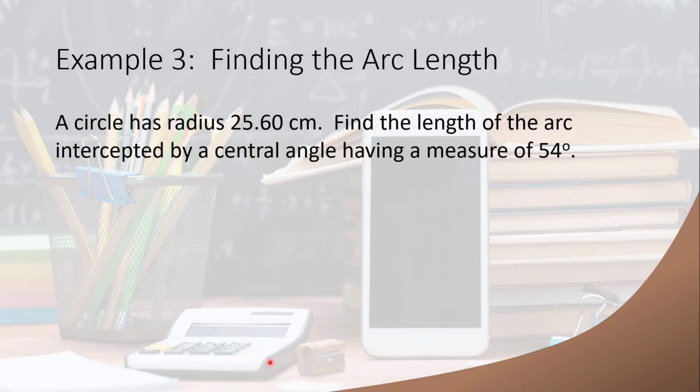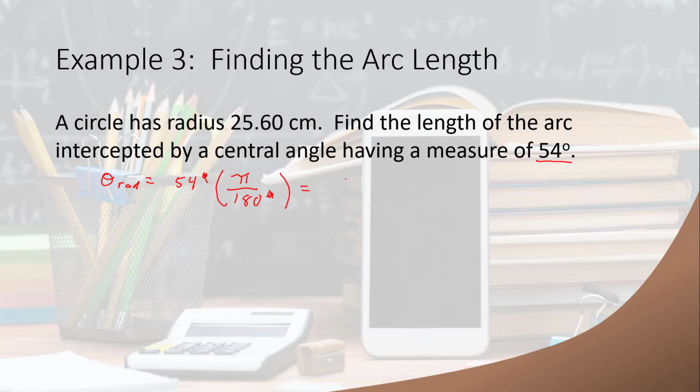So the first one is we have a circle of radius 25.60 meters. And we want to find the length of the arc intersected by a central angle having measure 54 degrees. Well, the first thing that we need to do is take this degree measurement and convert it into radians. So we will have that theta in radians is going to be equal to 54 degrees times pi radians over 180 degrees. Of course, degrees conveniently cancel.